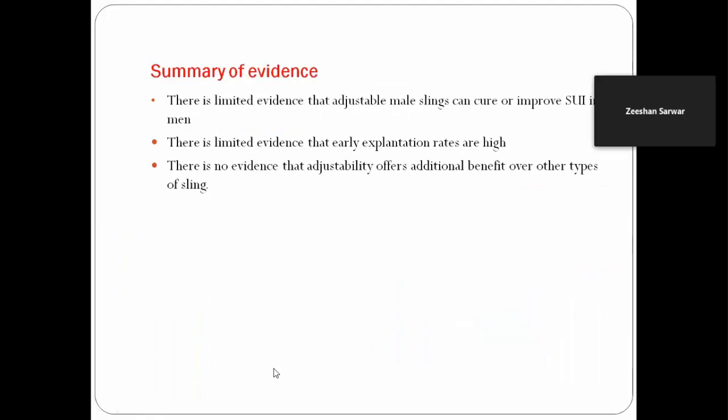There is limited evidence that adjustable male slings can cure or improve stress urinary incontinence in men. And there is limited evidence that early explantation rates are high. There is no evidence that adjustability offers additional benefit over other types of slings.